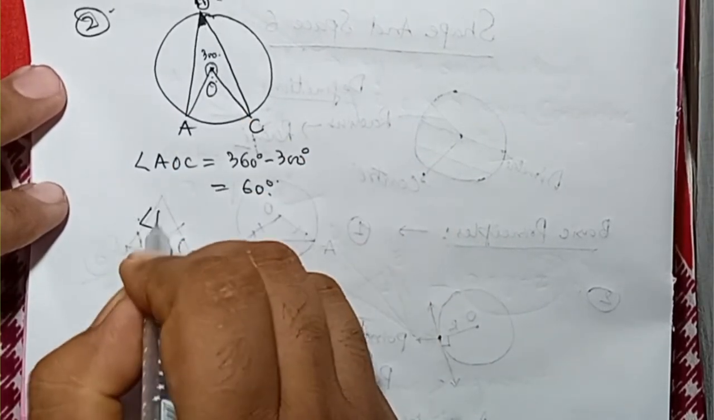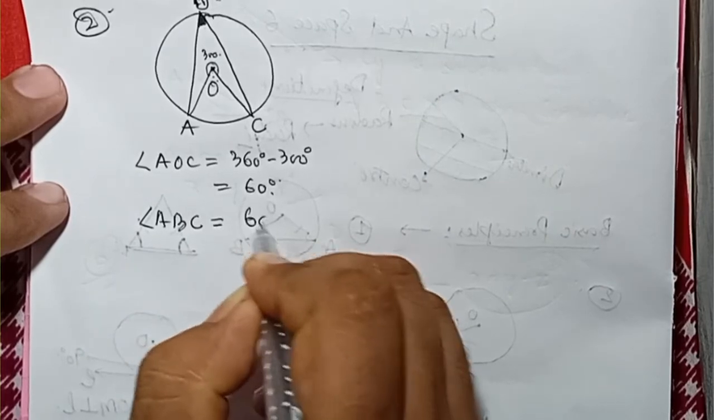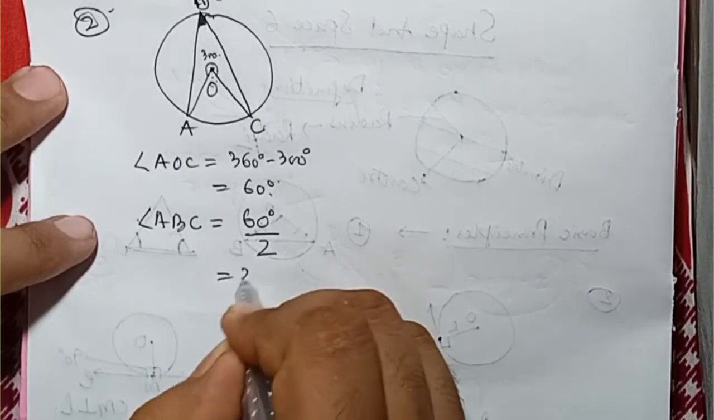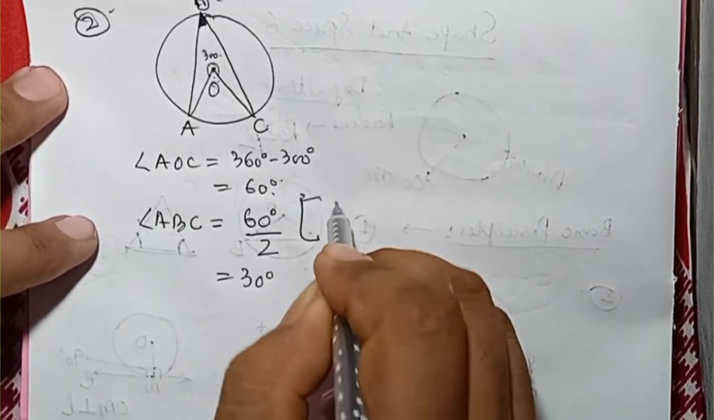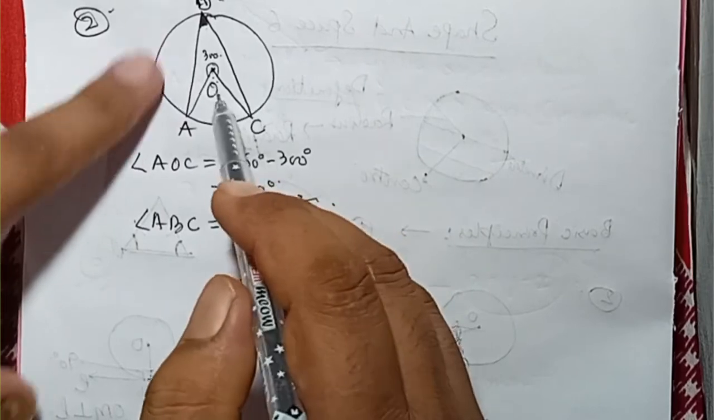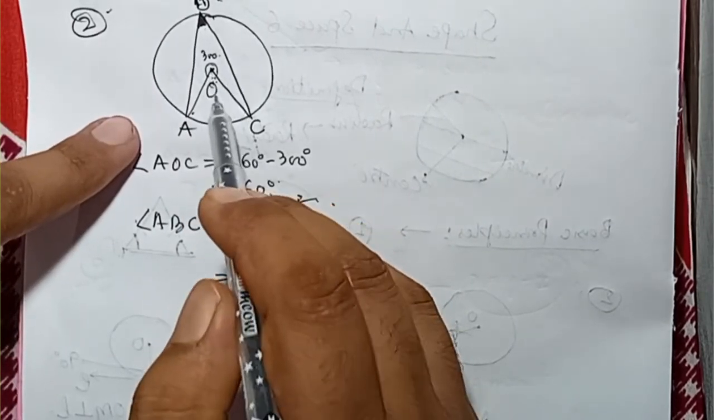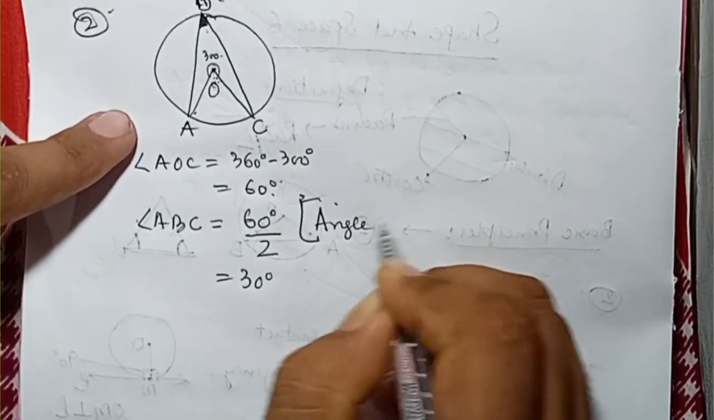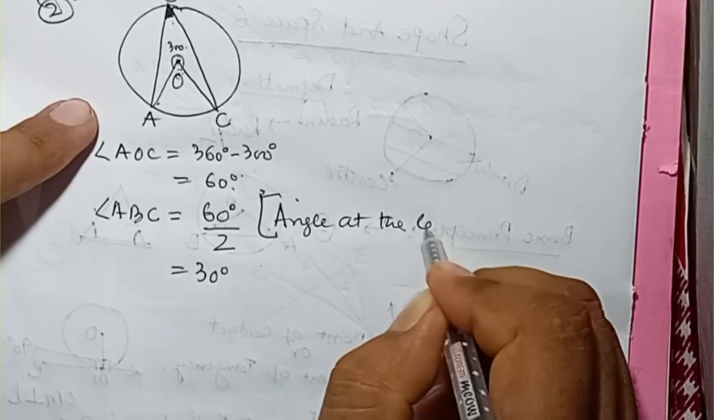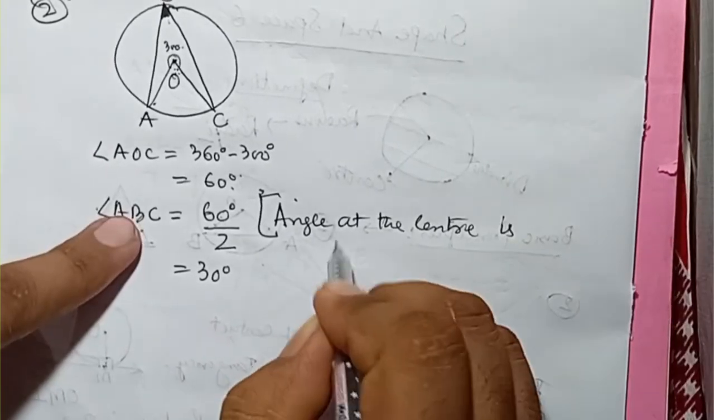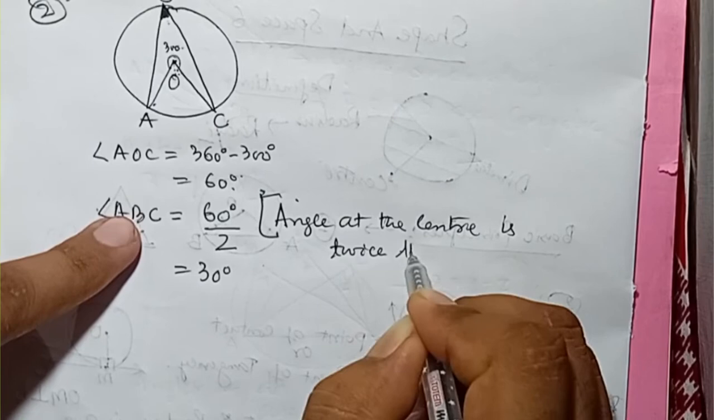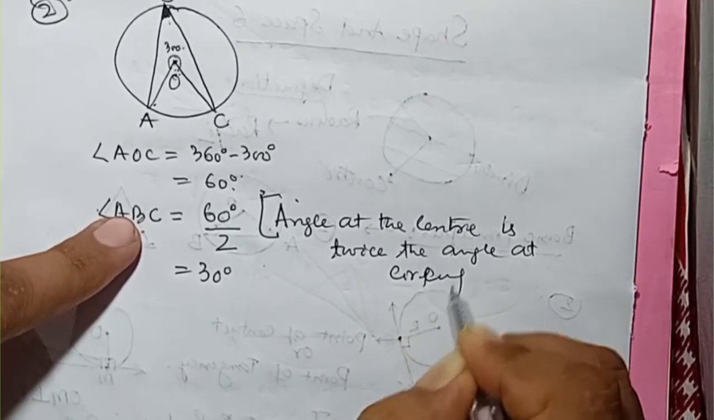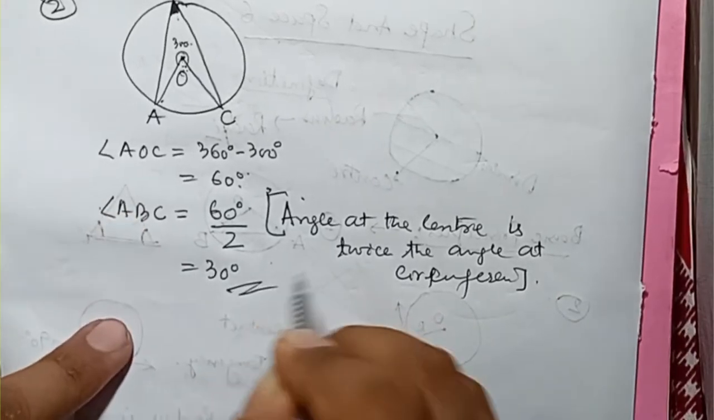Now here angle ABC will be 60 degrees divided by 2, that is 30 degrees only. Why? Because the angle at the center is twice the angle at the circumference of a circle. I can write: angle at the center is twice the angle at circumference. This is the answer of question number 2.